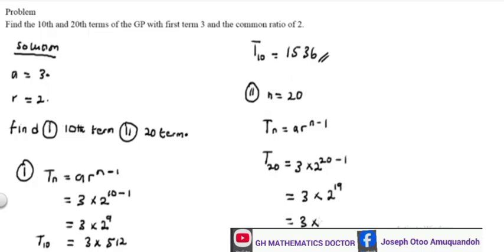Then you further simplify to get your final answer. All right. So use a calculator to conclude the later parts of what we are doing on the screen. So finally, t of 20 is equal to 1572864, and that is the 20th term of this geometric sequence.